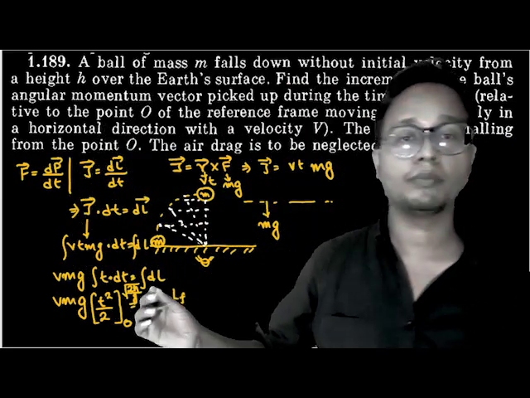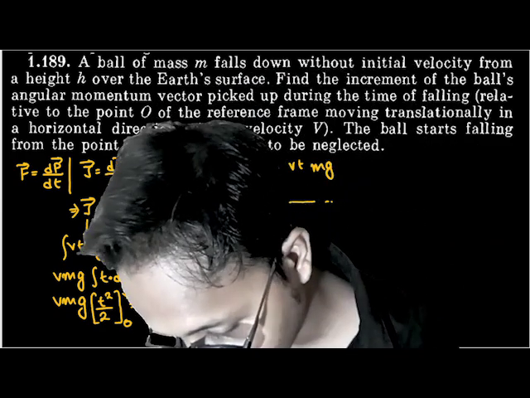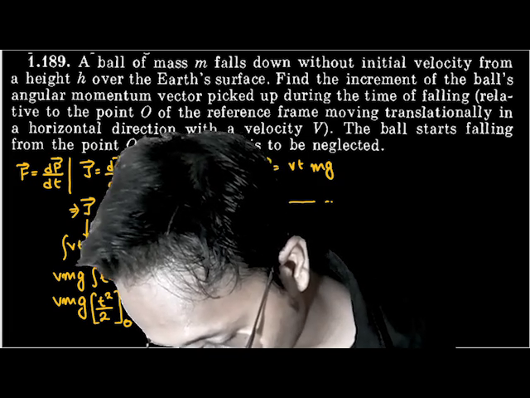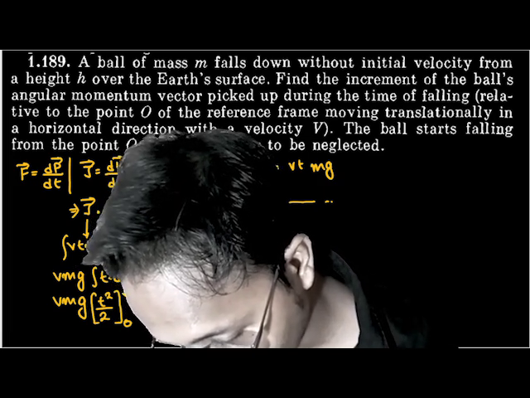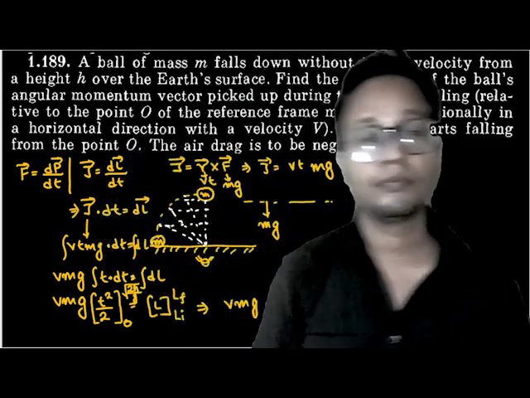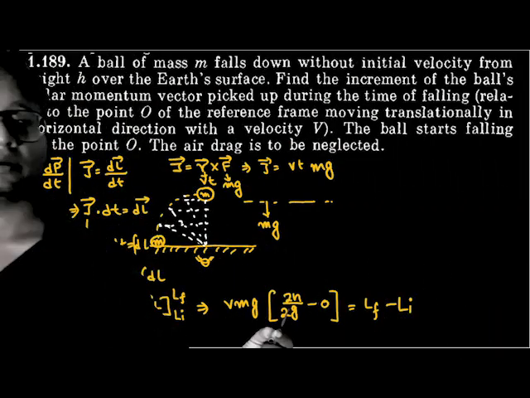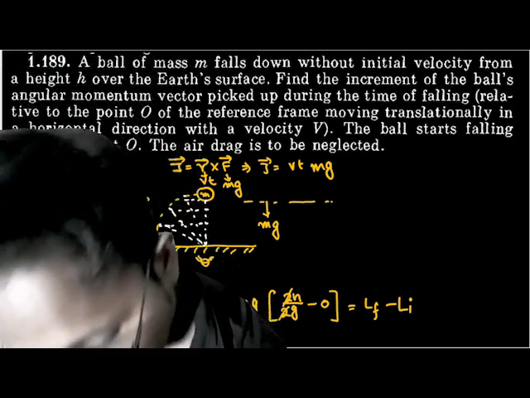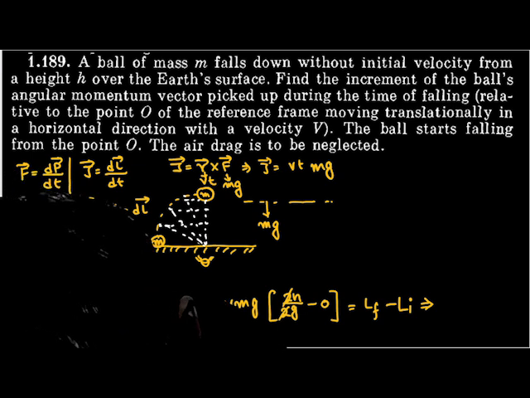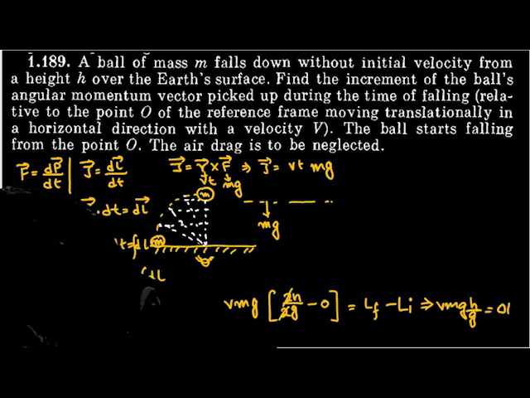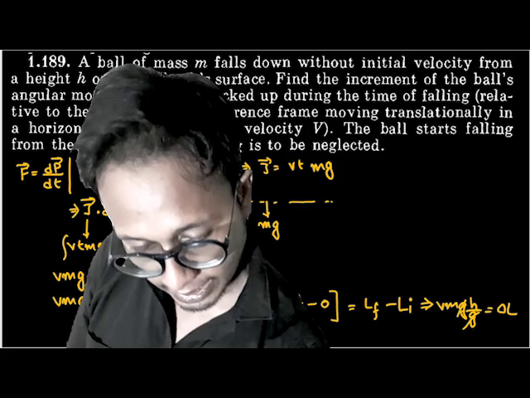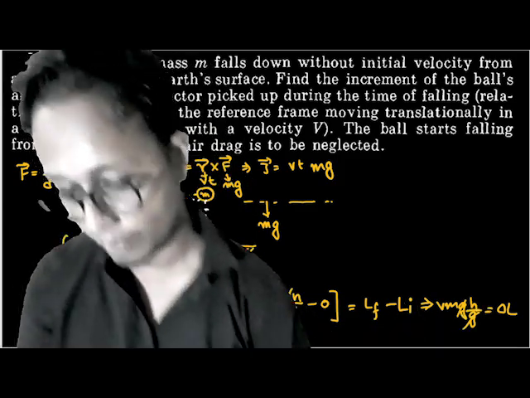Here h is nothing but the height at which the ball is kept. So now if I integrate this, vmg times t square by 2 minus 0 square by 2, where t square is 2h by g, is equal to the final angular momentum minus initial angular momentum. This is the equation that I wrote out here. You can cancel out the 2, and I would get vmg times h by g minus 0 is equal to final angular momentum minus initial angular momentum, which is the change in angular momentum asked in the question. If I cancel out the g and g, I'll get vmh is nothing but the change in angular momentum.